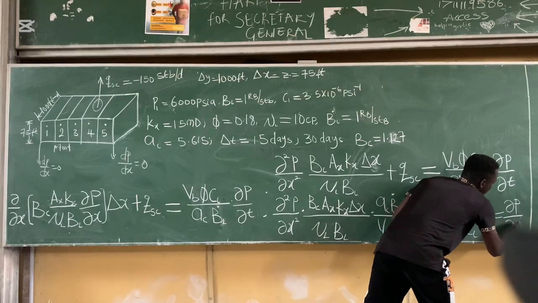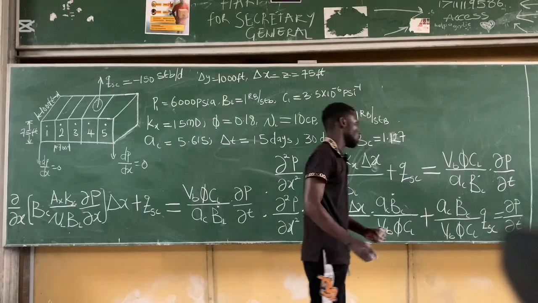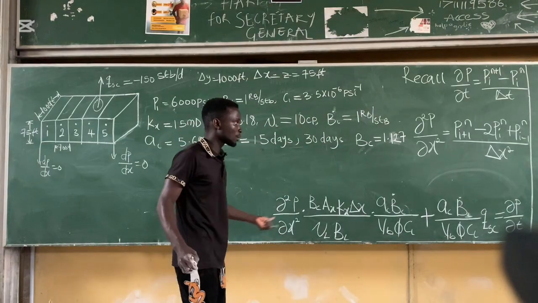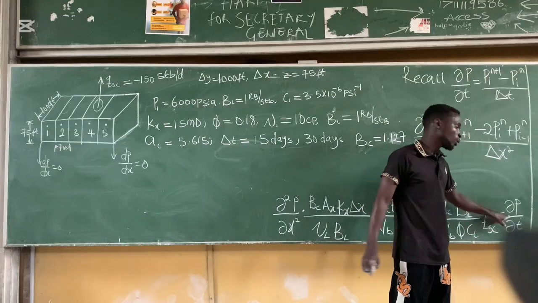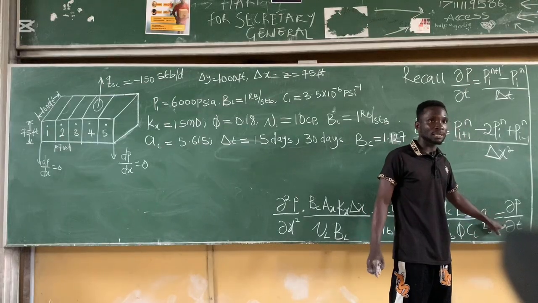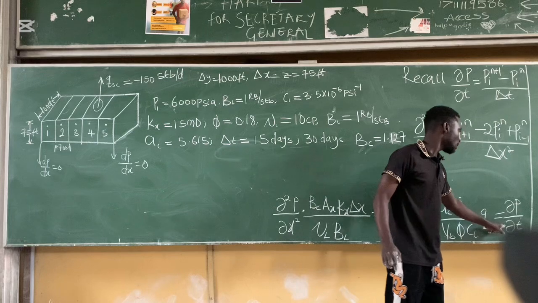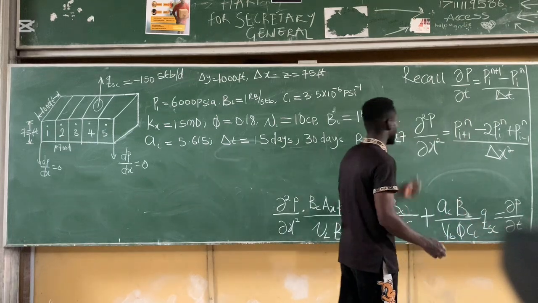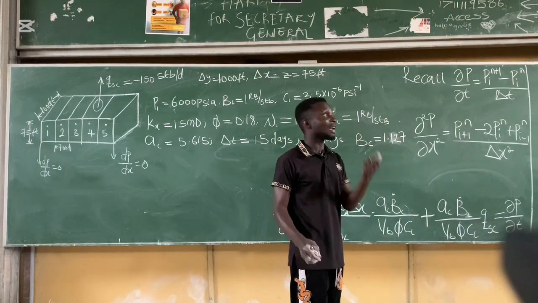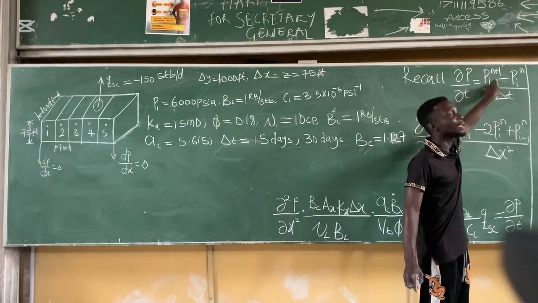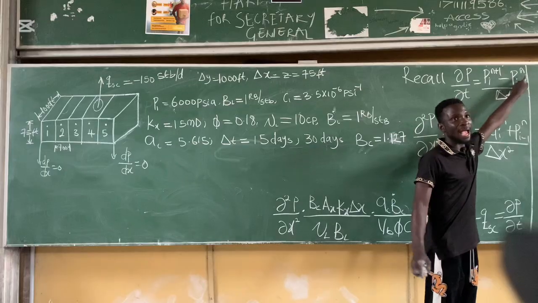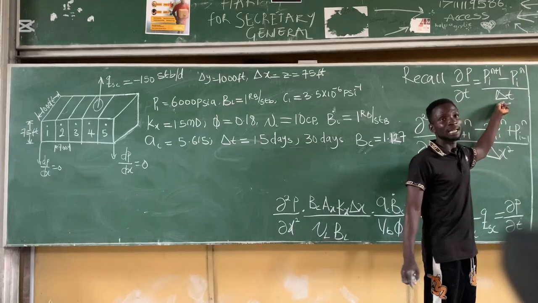dP divided by dt. So we have this. The next step now is, since we have everything here equal to dP all over dt, we can simply substitute the value. Remember that from our explicit derivation, we said that dP over dt is equal to P_i^(n+1) minus P_i^n divided by delta t.